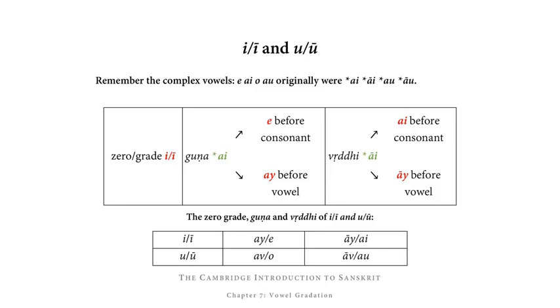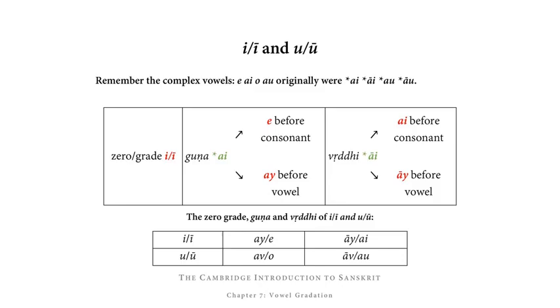So let's look at what's happening in the lines for i/ī and u/ū. Now remember, in chapter 2 we were introduced to the complex vowels e, ai, o, au, and we're told that originally these would have been *ai, *āi, *au, *āu. The little asterisks in front of ai, au tell us that we don't ever see these vowels appearing in this form in Sanskrit, but we know that they at one point must have existed in this form. And this system of vowel gradation is actually one of the places where we can see that originally e, ai, o, au would have been *ai, *āi, *au, *āu.